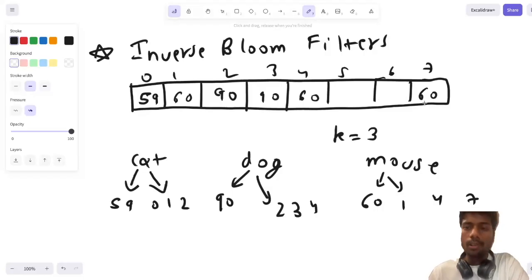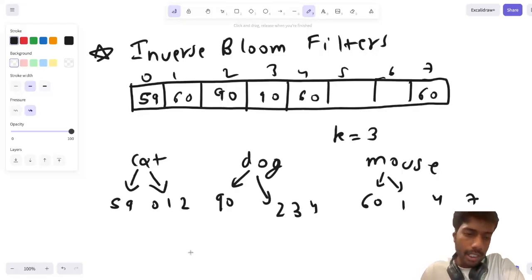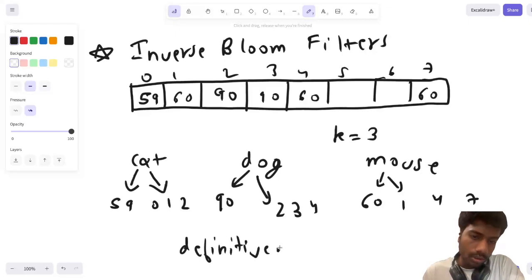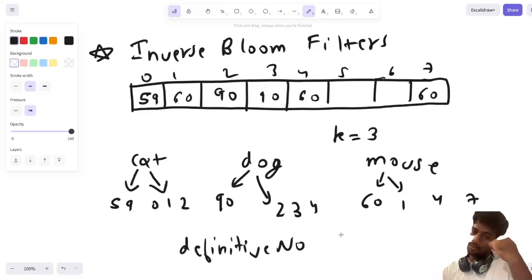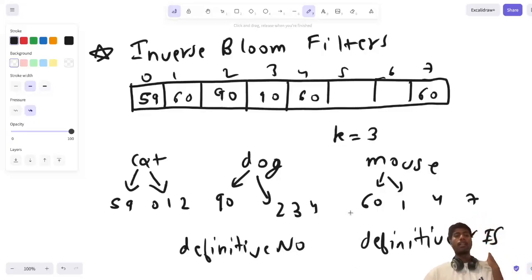After seeing the Bloom filter, you might be wondering, what is the use case of this, right? So instead of answering a definitive no, which our Bloom filter was doing, now we are answering a definitive yes. That yes, this element is present.